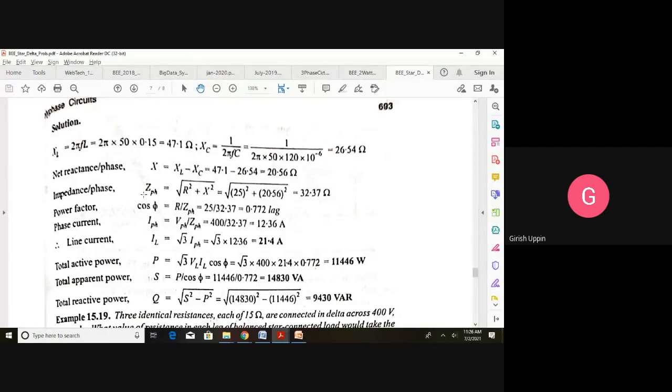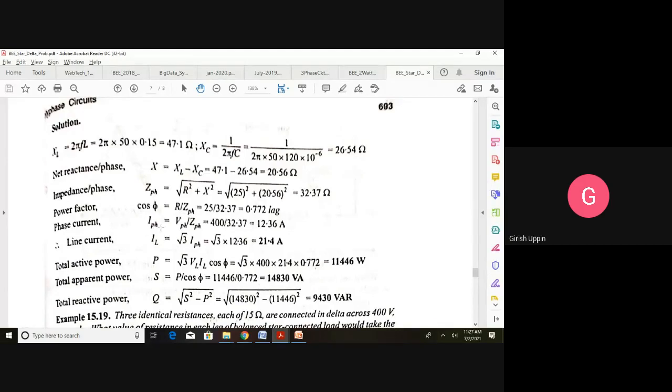And we know Z phase. For each phase, impedance is the square root of R square plus XL minus XC square. Here they have calculated it as X. The general formula is square root of R square plus XL minus XC square. If you substitute all the values, the impedance per phase, we get it as 32.37 ohm. Once we know the impedance, we can find the power factor. Cos phi is equal to R by Z phase. R is 25 ohm divided by 32.37, 0.772 lagging. So it will behave more like an RL circuit, because XL is greater than XC.